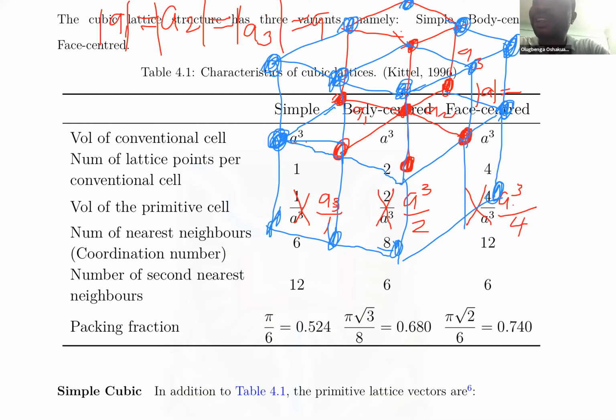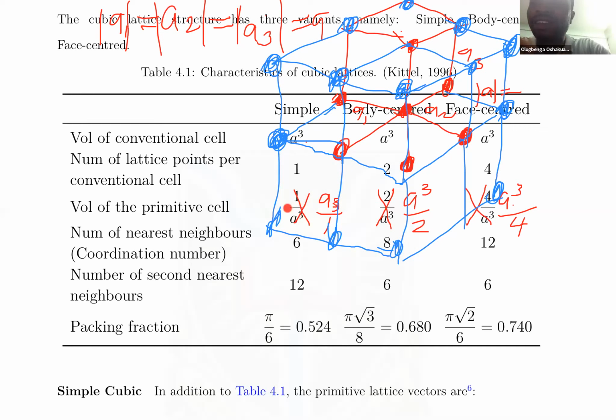Okay, but a quick way to know that it is wrong is this: the volume of the conventional cell here, let's say the unit is in centimeters, you would easily tell me that the volume will be centimeter cube. True or false? True. Okay. But when we come here, you won't be able to tell me the volume is still centimeter cube.